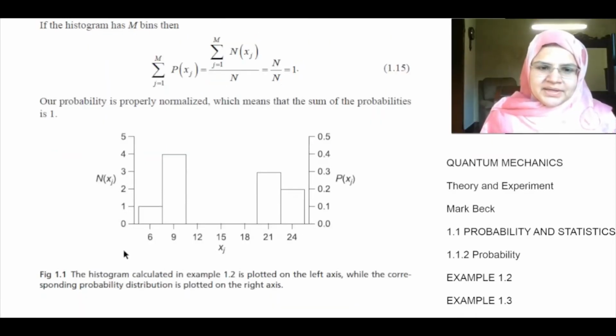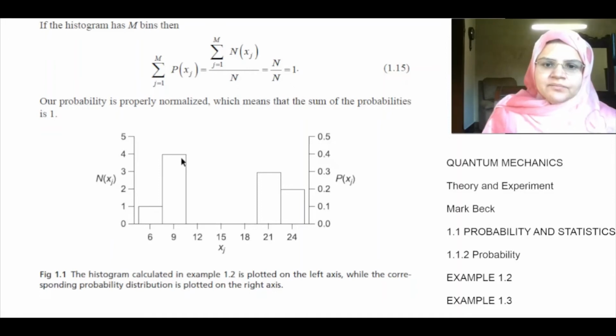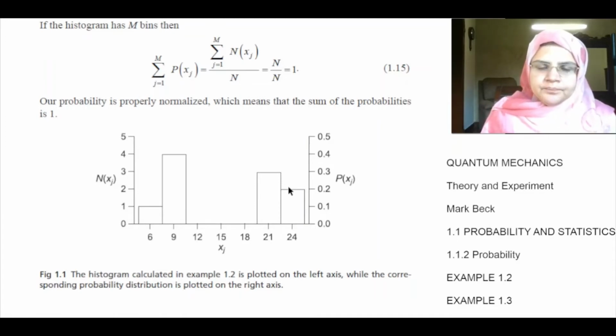If we look at the histogram again, n6 plus n9 plus n21 plus n24 is equal to 1 plus 4, which is 5, 5 plus 3, which is 8, 8 plus 2, which is 10, divided by the total number of measurements 10, so n over n is equal to 1. If we see the probabilities, P6 plus P9 plus P21 plus P24 is equal to 0.1 plus 0.4, which is 0.5, plus 0.3, which is 0.8. 0.8 plus 0.2 is 1. So the sum of the probabilities is 1, which means it is normalized.